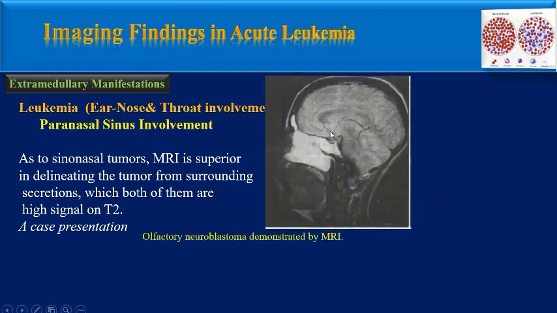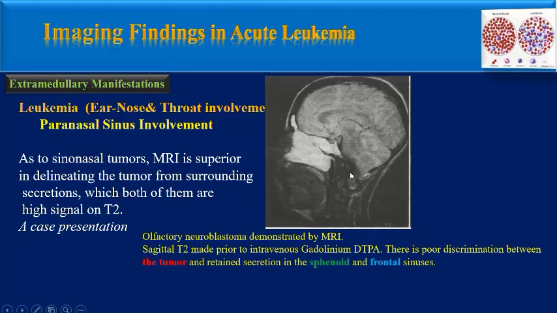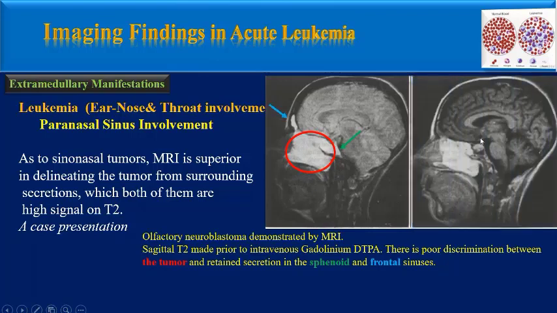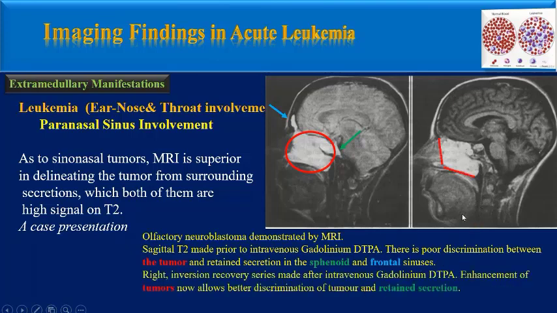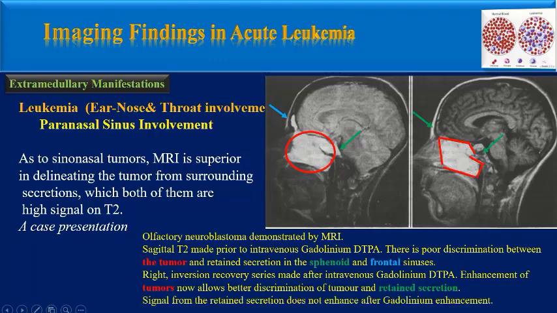Now, another case presentation. This is an olfactory neuroblastoma demonstrated by MRI. In this sagittal T2 image, prior to IV gadolinium injection, there is poor discrimination between the tumor and retained secretion in the sphenoid and frontal sinuses. After IV gadolinium injection, enhancement of the tumor now allows better discrimination of tumor and retained secretion. Signal from retained secretion does not enhance after gadolinium.